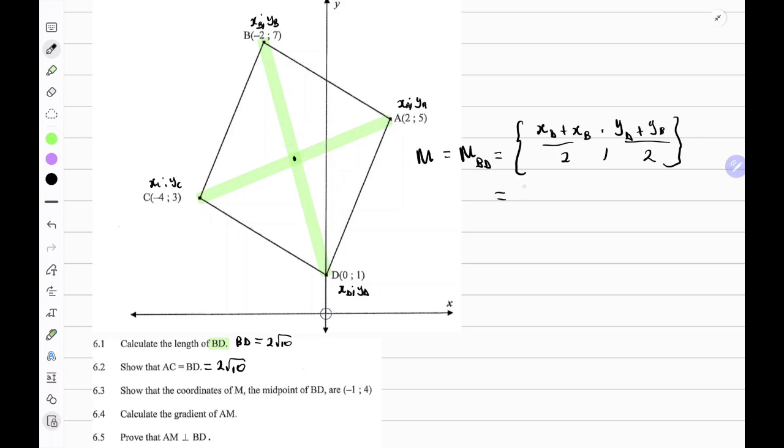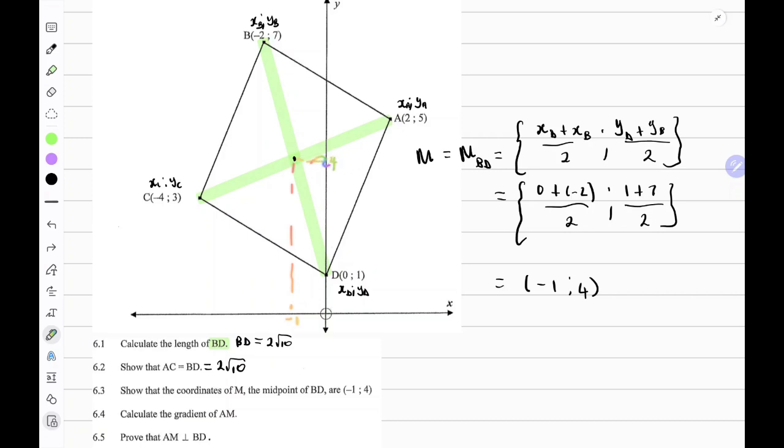So now we can just substitute the coordinates respectively. So XD is 0 plus XB minus 2 over 2, and YD is 1 plus YB is 7 over 2. So this is equals to negative 1 and 4. Then we can see on our schematic that X is negative 1 here and 4 there. So we can accept these coordinates.